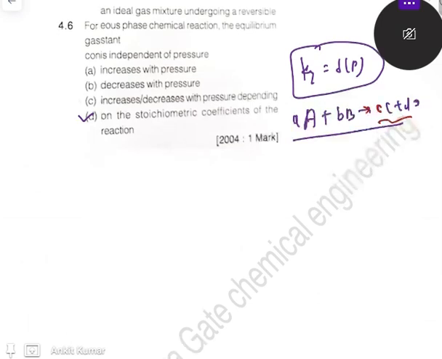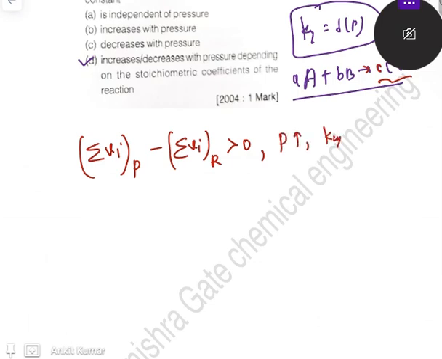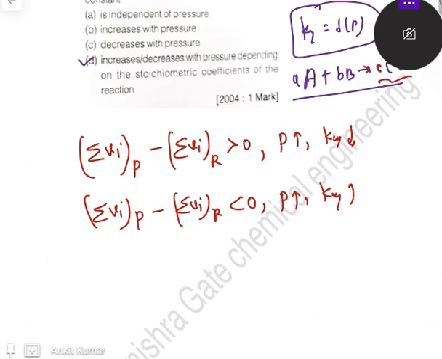And let's say summation of nu_i of product minus summation of nu_i of reactant is greater than zero. So what will happen? If you are going to increase the pressure, K equilibrium will decrease. And in the reverse case, summation of nu_i of product minus summation of nu_i of reactant is less than zero. So if you are going to increase the pressure, what will happen? K equilibrium will increase.